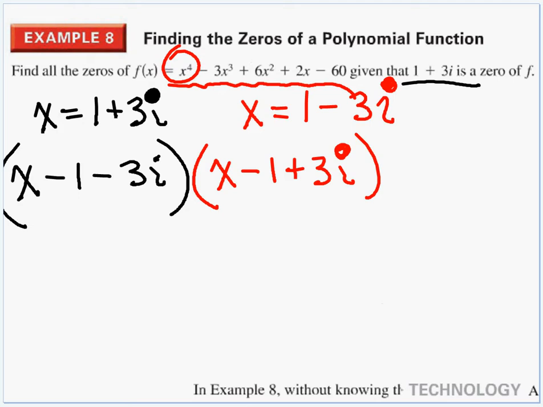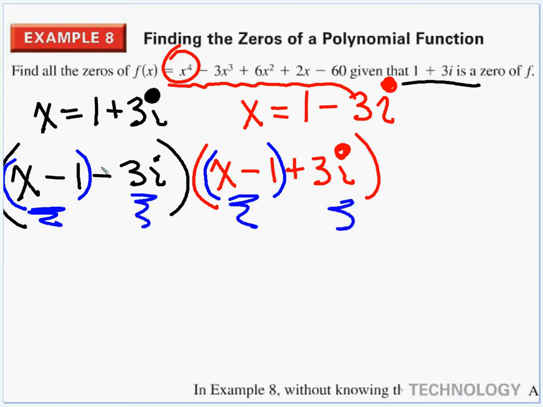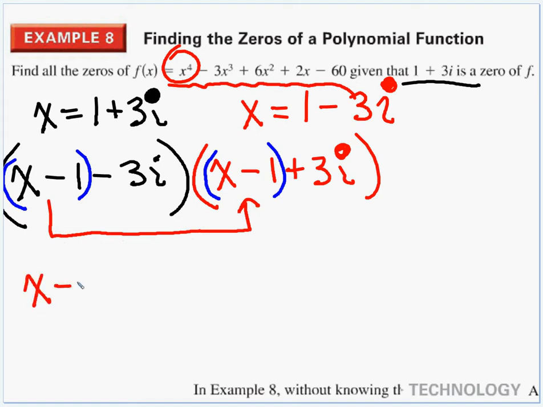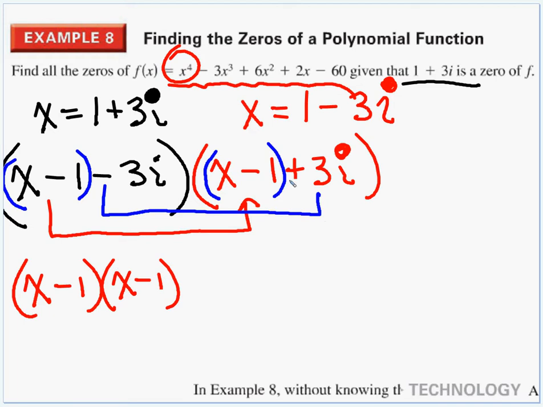Now, foiling this out looks intimidating, but look what happens if we sort of group this x minus 1 here and this x minus 1 here. It's the same terms, an x minus 1 and a 3i, but we got a plus and a minus in between those terms. So when we FOIL this out, our middle terms will cancel. So this is a slick, easy way to FOIL this out. We're going to do first times first. That's going to be x minus 1 times itself, x minus 1. And then the other terms are a minus 3i times a plus 3i. That will be a minus 9i squared.